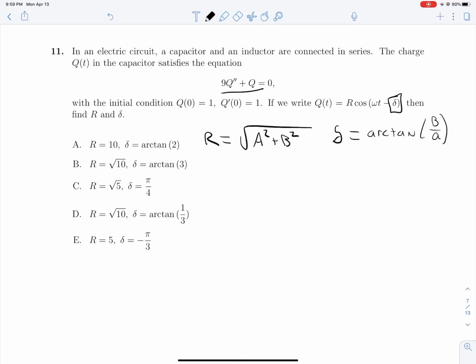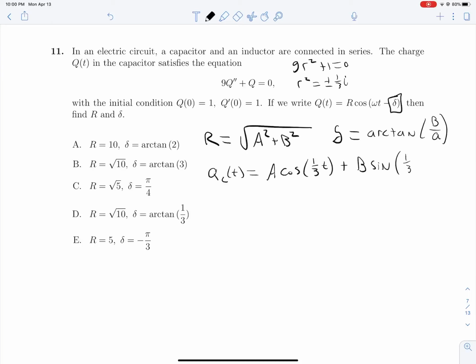Let's grab our characteristic equation. That's 9r squared plus 1 equals 0, or r equals plus or minus 1/3 i. So we can write our Qc of t, our characteristic solution, as A cosine 1/3 t plus B sine 1/3 t.